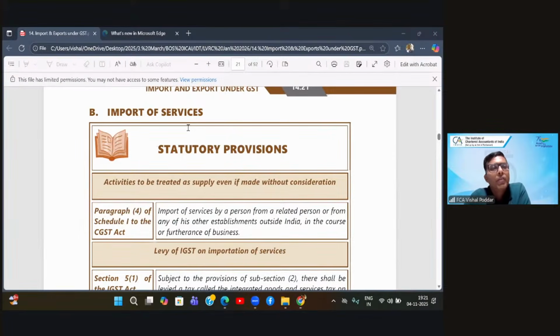And in 7(1)(c), where import of service is received free from a person who is your own entity outside, in that case, the import of service is still a supply under 7(1)(c). So in other words, import of service becomes supply in all the three provisions of section 7.